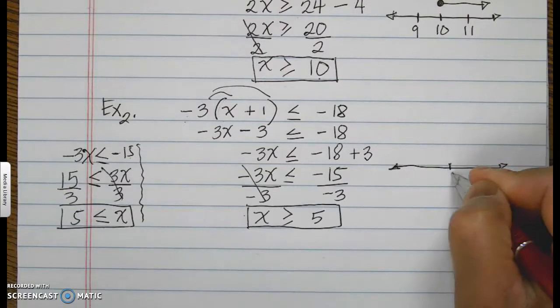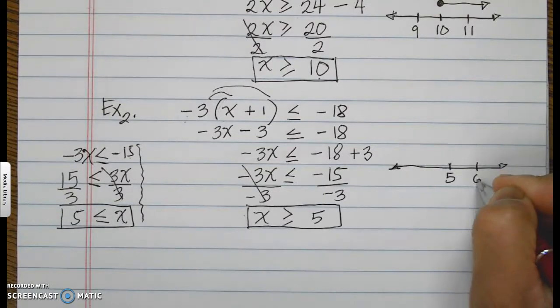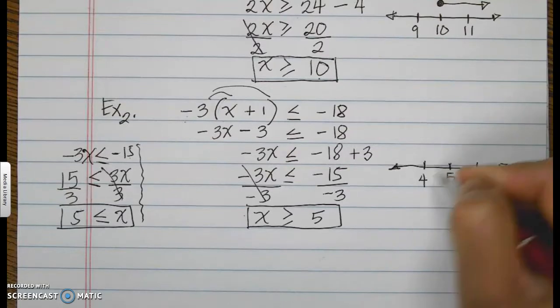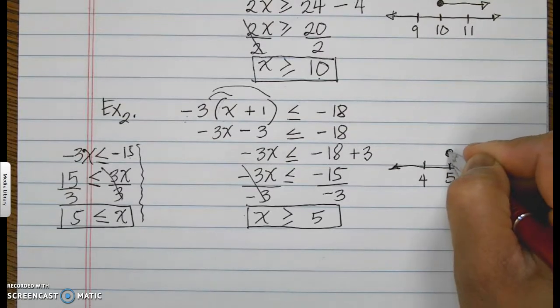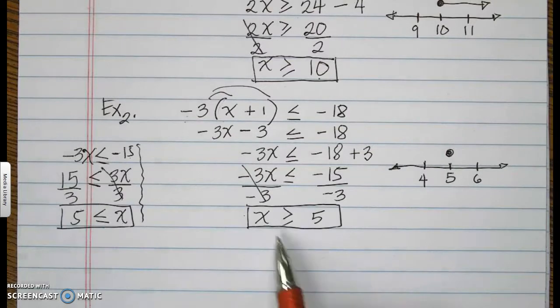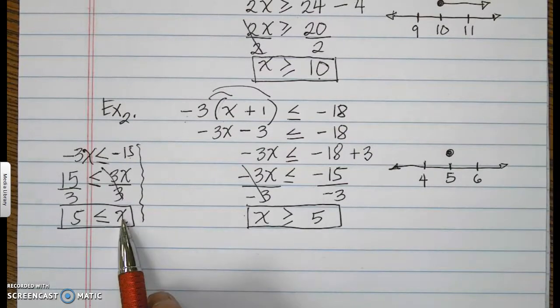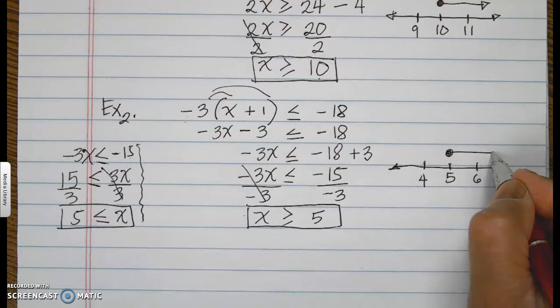5 here in the middle. This is 6. This is 4. Again, shaded circle, and it says greater. This is also x greater, so it's going to the right.